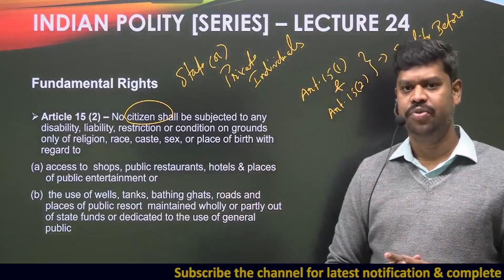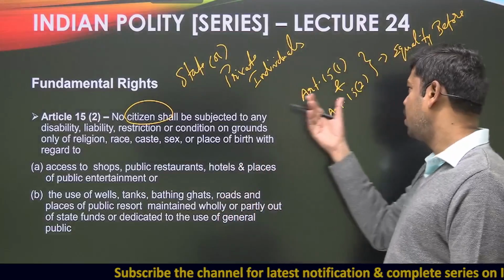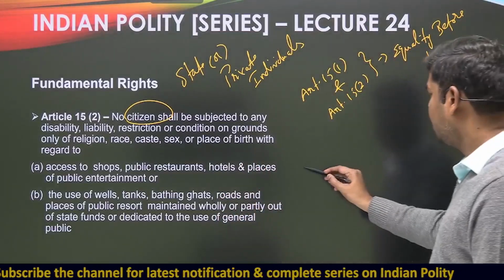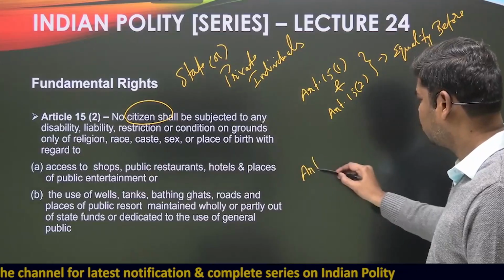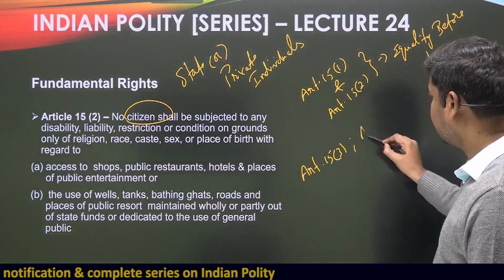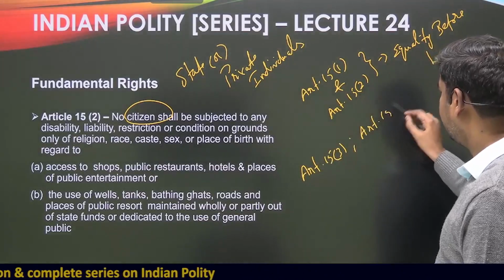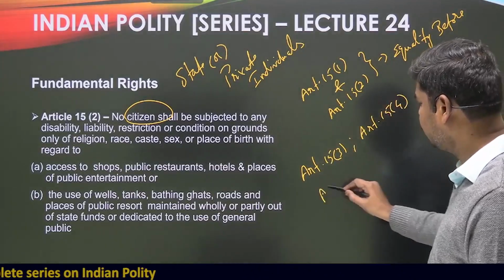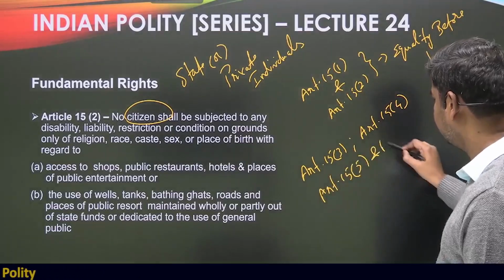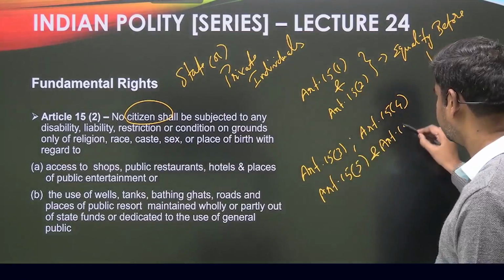So the idea of both equality before law as well as equal protection of laws is reflected in Article 15 as well. While Article 15 Clause 1 and Article 15 Clause 2 are based on the principle of equality before law, Article 15 has other clauses as well, that is Article 15 Clause 3, Article 15 Clause 4 and Article 15 Clause 5. We'll try to understand what they say. There is also Article 15 Clause 6.